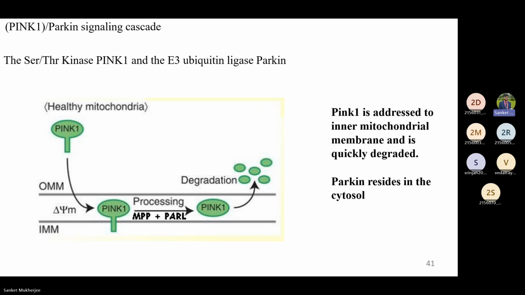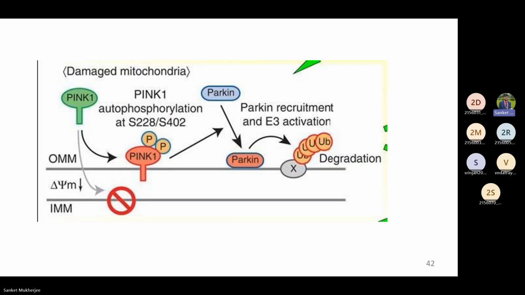And this delta psi m tells you the mitochondrial potential of the organelle, basically. Now in a damaged mitochondria, this psi m, which shows the polarity of the mitochondria, is lowered, due to which PINK1 is no longer brought into the intermembrane space, and it only remains near the cytosol. Now, this PINK1 phosphorylates itself because it is present in the outer membrane. And because of this phosphorylation, it activates Parkin, which is a ubiquitin ligase.